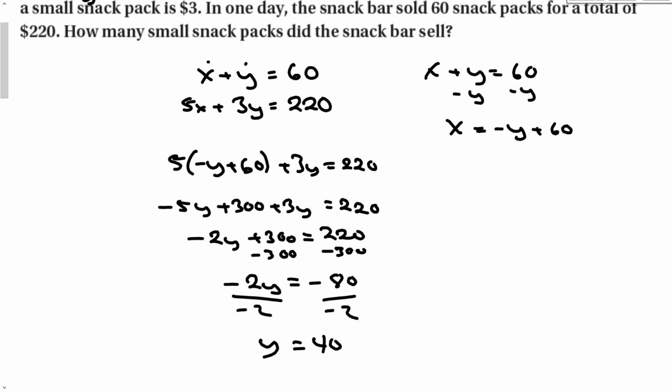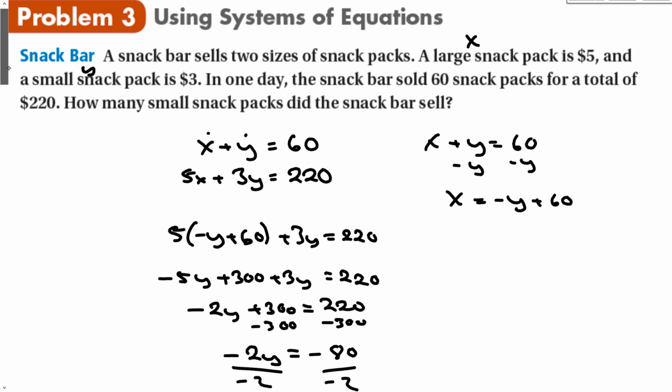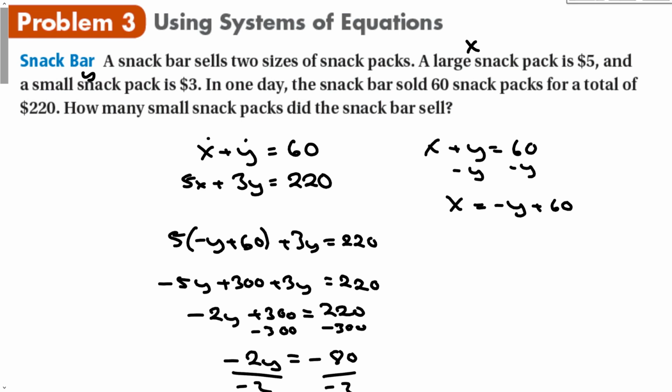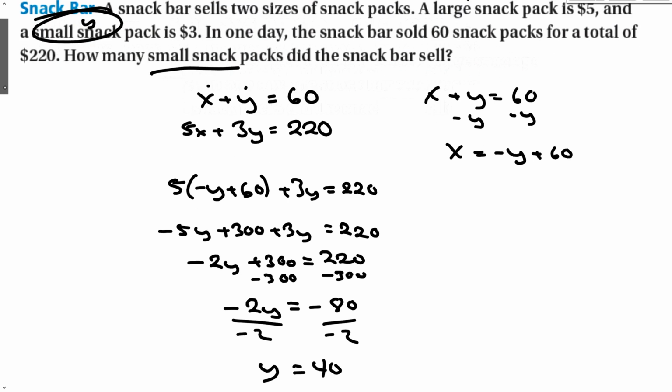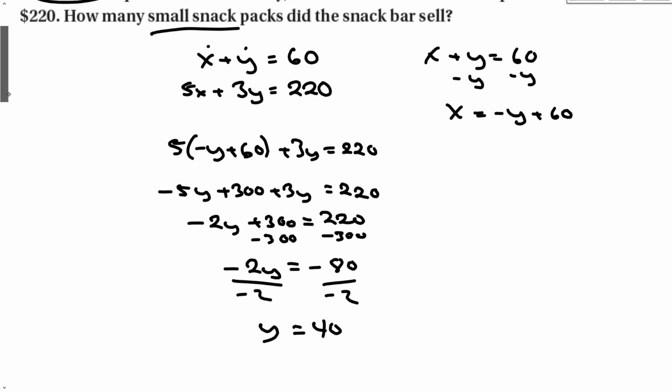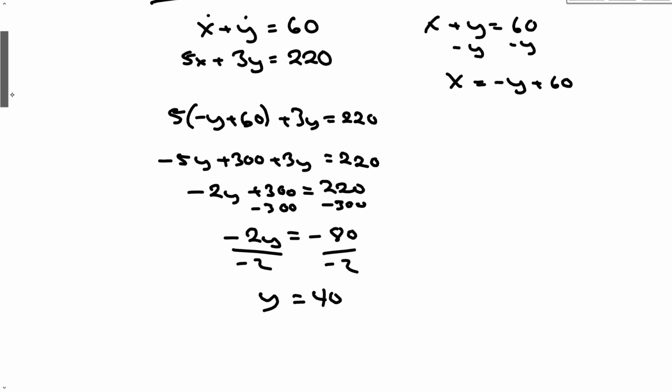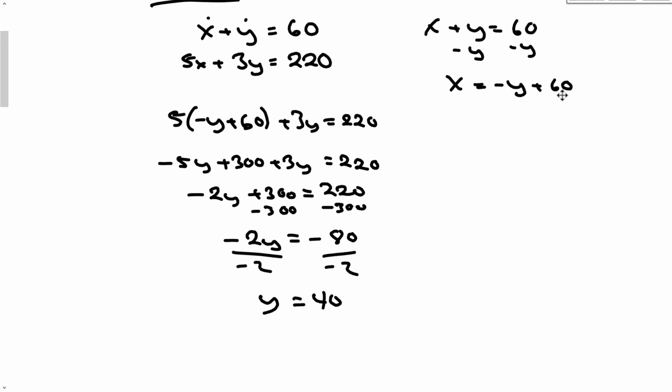Okay? And because I solved for y, which the question said small snack packs, and I made the small snack packs equal to y, I'm done. Okay? I don't actually need to go back and plug in for x. Now, if I had solved for x, then I would have had to have one more step and solve for y. And in case you wanted to know, they sold 20 of the large snack packs.